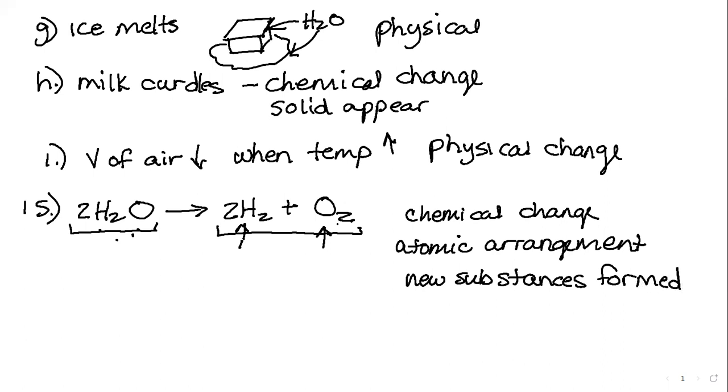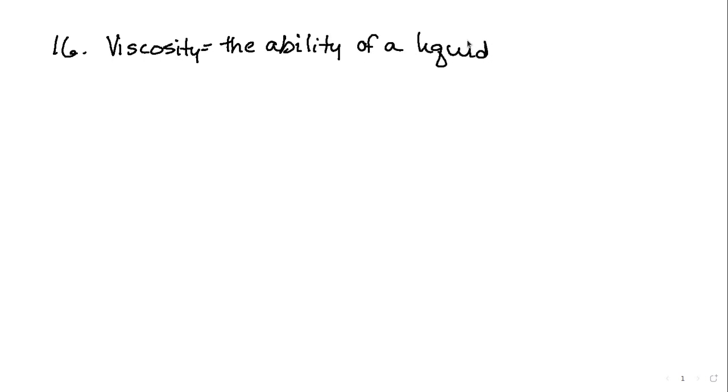Okay, our last one. Viscosity. Why is viscosity classified as a physical property? Okay, viscosity is simply the ability of a liquid to flow. Some liquids are thick, some liquids are thin, it all is different.